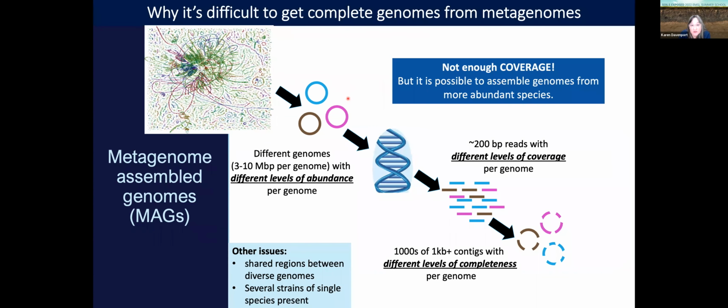So why is it difficult to get complete genomes from metagenomes? Well, you have lots of different organisms at lots of different levels of abundance. They may share regions. We may have several strains of the same type of organism from the same genus. These will have different levels of coverage, and so we just get different levels of completeness. But what we do get are draft genomes, and we can get what to me seems like an amazing number at this point.